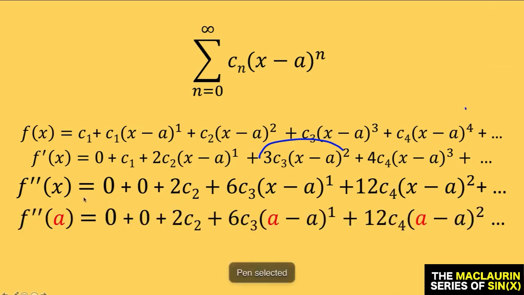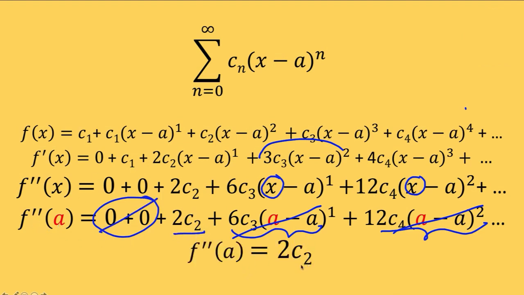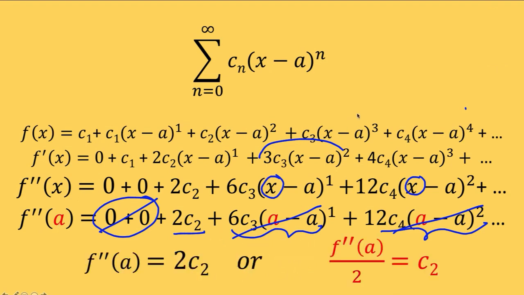And then let's evaluate again the second derivative at x equals a. So at x equals a, we replace all instances of x with a, and this part now becomes 0. This part becomes 0. These two are zeros. So what we have is 2c sub 2 equals f double prime of a. And solving now for c sub 2, we can divide both sides by 2 to get f double prime of a over 2 equals c sub 2.